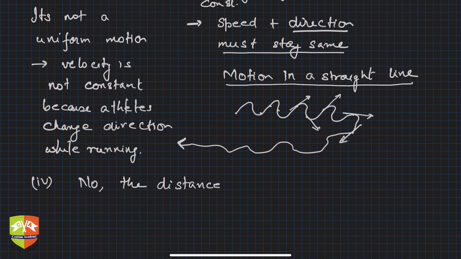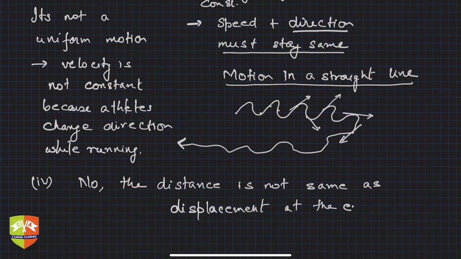Distance is not the same as displacement at the end of the race. And just to add to your knowledge, the distance and displacement would be the same only in a straight line motion, right? And that too in one direction.